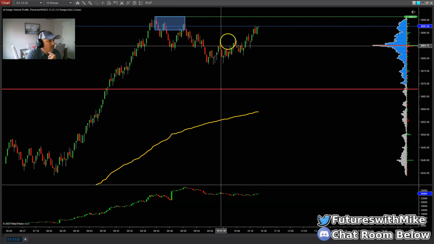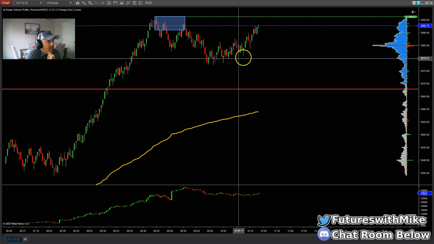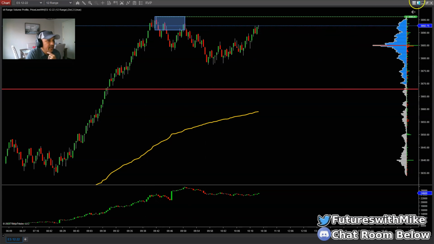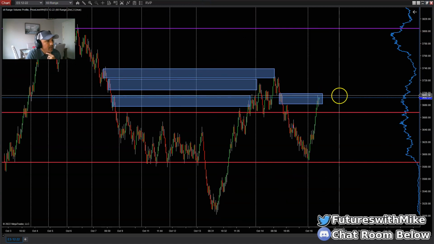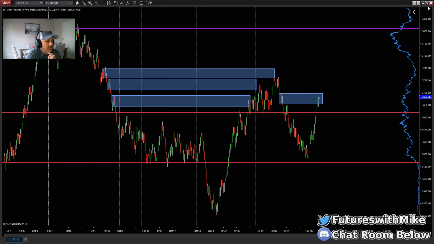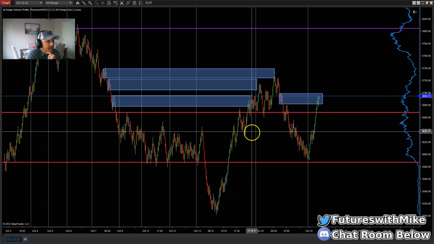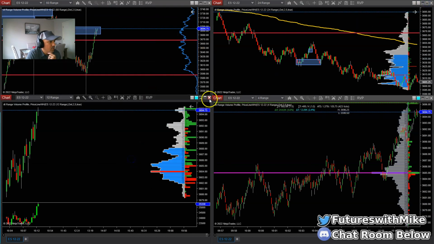Be careful. It's even wedging right here. Got a high here, and you got a low right here. So it's wedging. We got a wedge within a wedge, pretty much. I showed you the wedge on the 60 range chart. Big wedge here, a high here, low here, and then you got a wedge here. You got a high here and a low here. So be careful. This price is wedging.